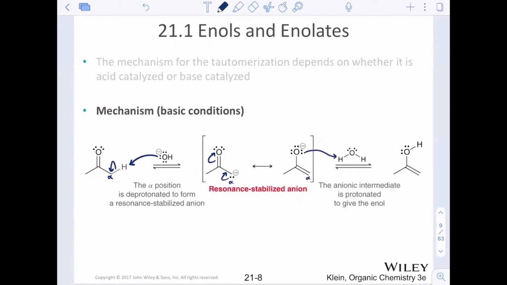And then we pick up a proton again. Proton transfer followed by resonance, proton transfer. Keto to the enol form, just under base conditions. Notice it's just reversed, whether we're protonating the oxygen or deprotonating the carbon.